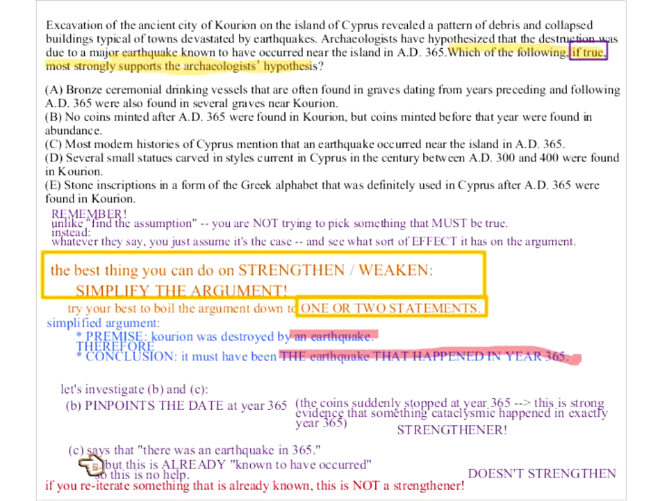Yeah, I was asking if, because now we're looking for new info, right? The coins were minted after 365. It's new info. Choice C, it doesn't give us new info. It just restates what we have in the argument. So that's what you refer to when saying that something must strengthen the conclusion.